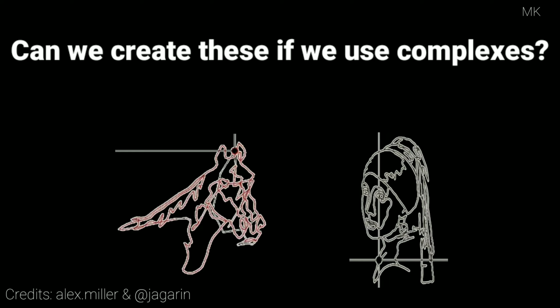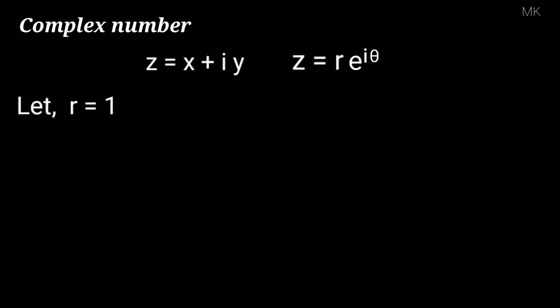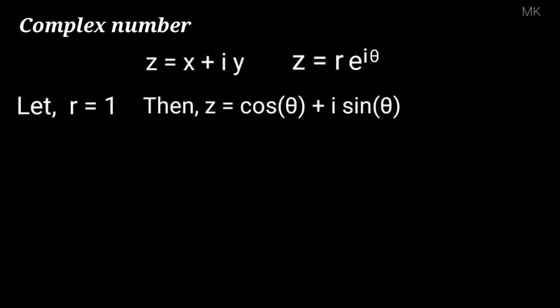But before coming to know how, let's have a look at this Euler's function. We know that any complex number can be denoted by z is equal to x plus iy, where x is the real part and y is the imaginary part. And also we know that it can be written as z is equal to r e power i theta. Just for simplicity, let this r be 1. Then it can be rewritten as z is equal to cos theta plus i sin theta. Then comparing these two equations, we get x is equal to cos theta and y is equal to sin theta.